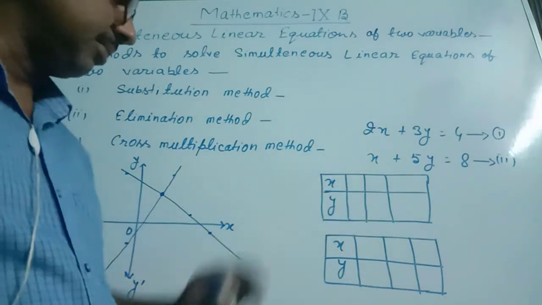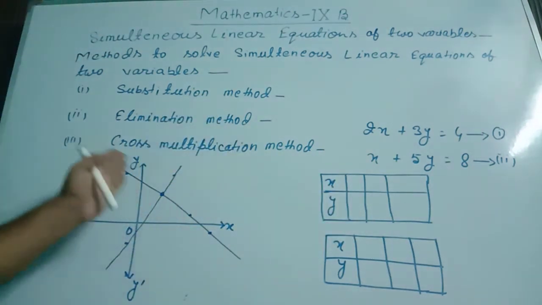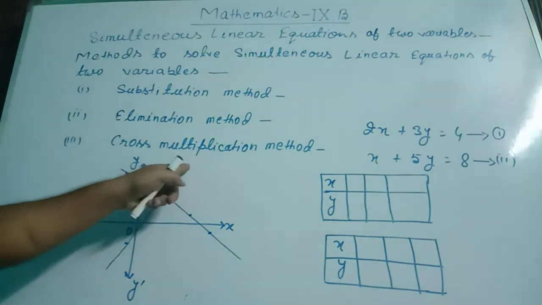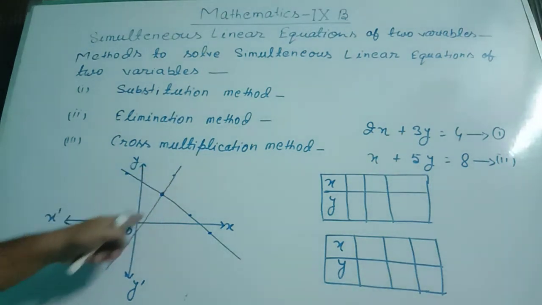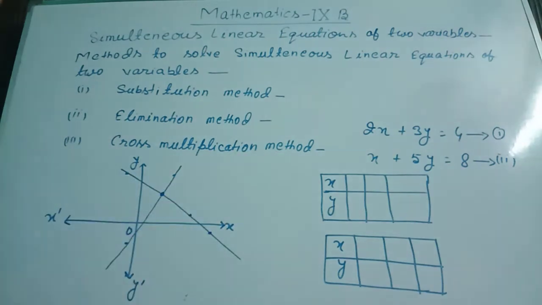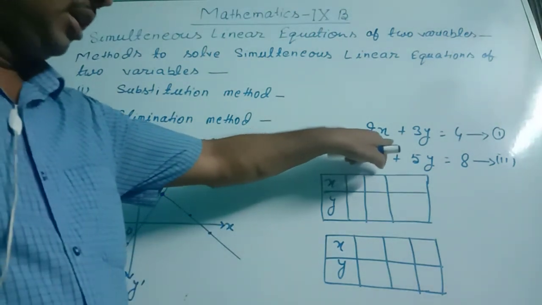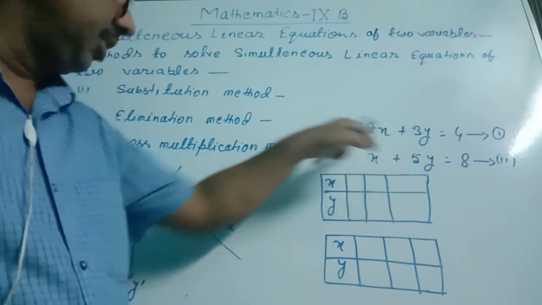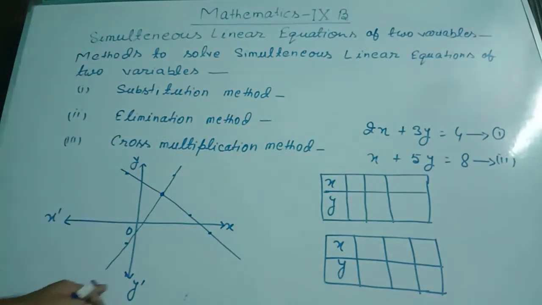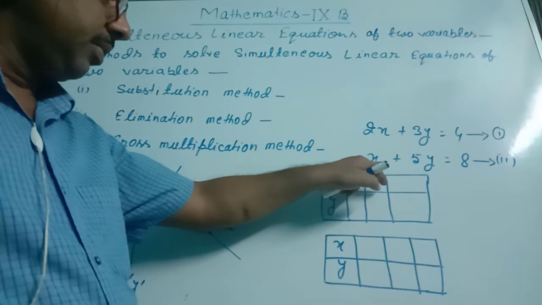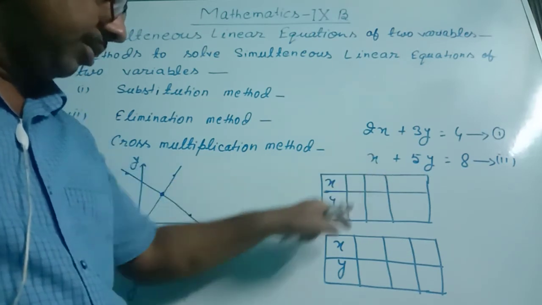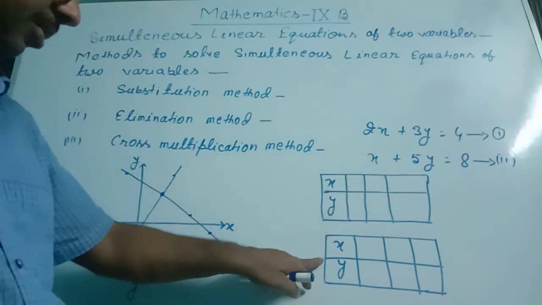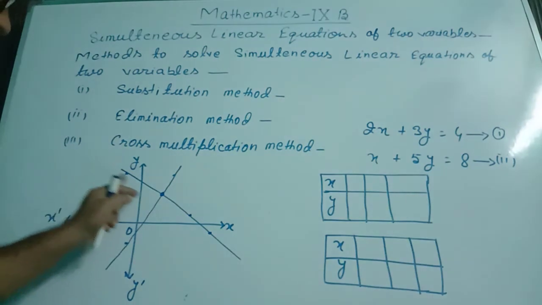Now, after preparing the tables, you will plot all these values on the graph sheet. This becomes a straight line. This is the line for the first table, because this is a linear equation of two variables, so it will give you one straight line. And again, this is also a linear equation of two variables, so the values kept in table 2 will also give you one straight line.